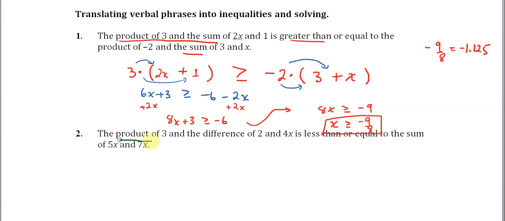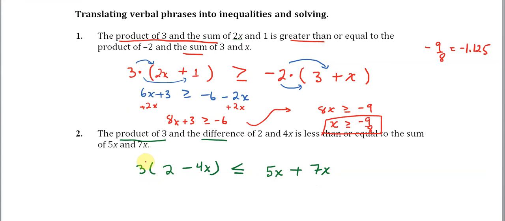Let's see, the product of 3 and the difference. So this is the product of 3 and some difference. Okay. And what is the difference of 2 and 4x? So 2 minus 4x is less than or equal to the sum, so an addition problem, of 5x and 7x. 5x, 7x. Okay. All right, let's work through this.